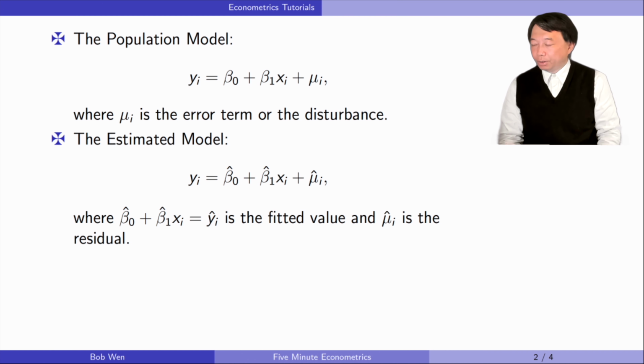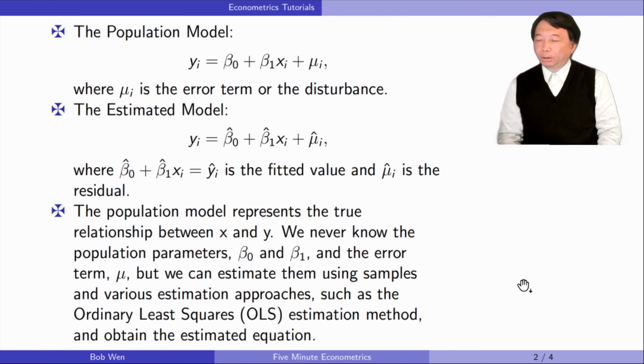Comparing these two equations, we find that the error term mu is in the population model with the population parameters beta 0 and beta 1, while the residual mu hat appears in the estimated model with the OLS estimators beta 0 hat and beta 1 hat. The population model represents the true relationship between x and y. The estimated model is what we estimate from a sample we collect.